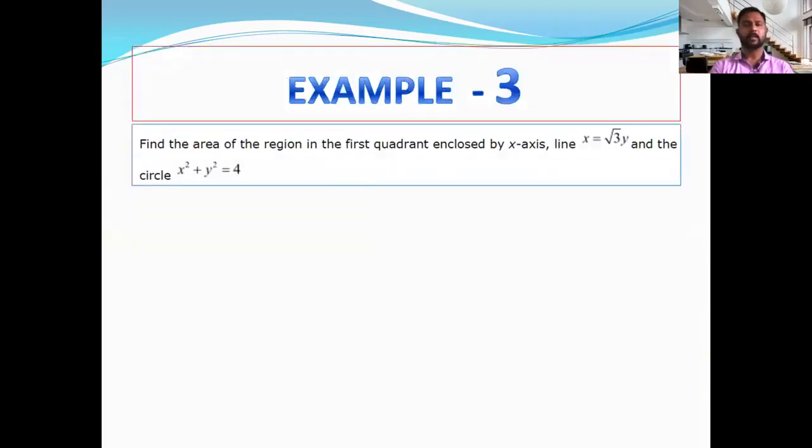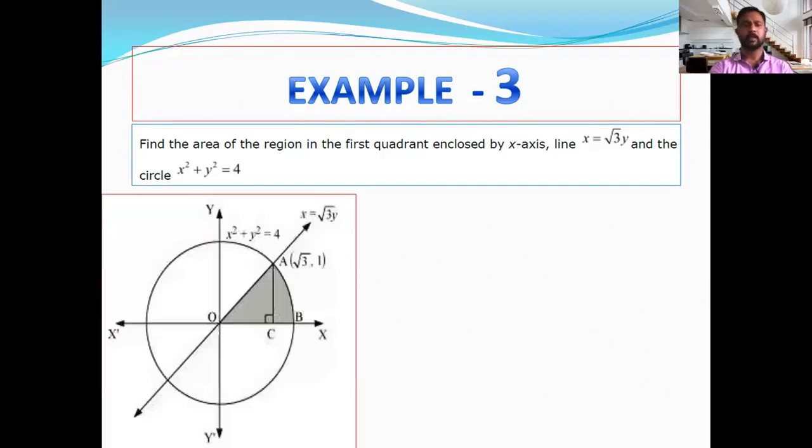One more example, let us see here. Find the area of the region in the first quadrant, again restricted, enclosed by the x-axis, the line x equal to root 3 y, and the circle x square plus y square equal to 4. Look at the circle, x square plus y square is equal to 4. It is a circle with the center at the origin with radius 2 units. What about the line x equal to root 3 y? Definitely it will pass through the origin and the first and third quadrants. Let us see the figure.